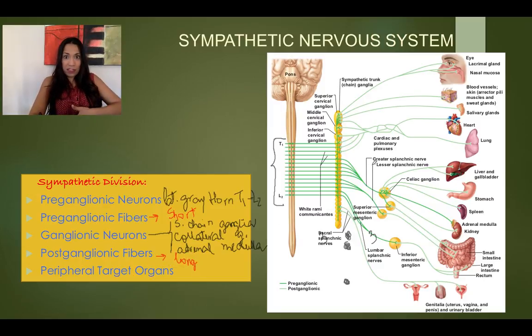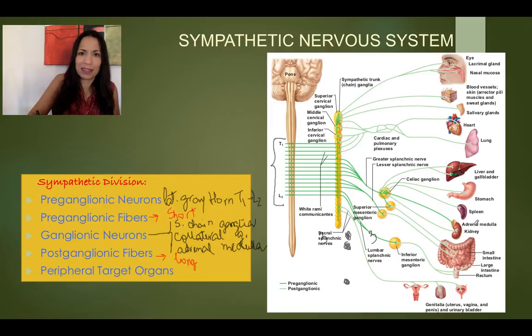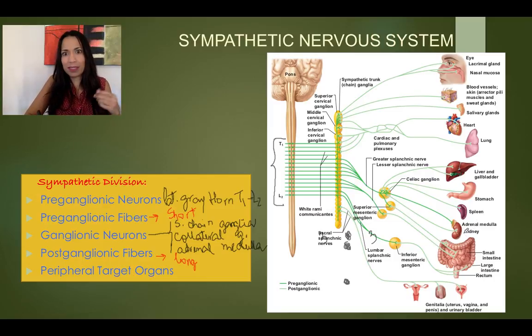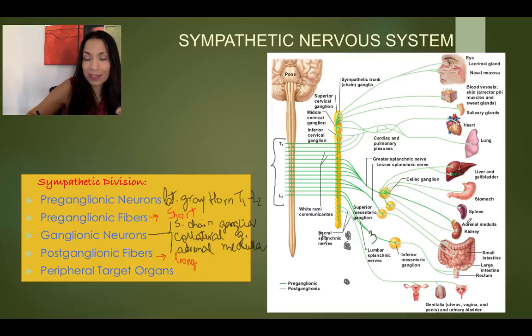Why? Because from that location, very close to the vertebral column, these postganglionic fibers, which are the axons of the ganglionic neurons, have to travel all the way to reach the different target organs. So they have to go to the heart, to the lungs, to the eye, to the skin. The sympathetic nervous system innervates the skin and the blood vessels that supply the skeletal muscles, not the skeletal muscle itself, because the skeletal muscles are part of the somatic nervous system.